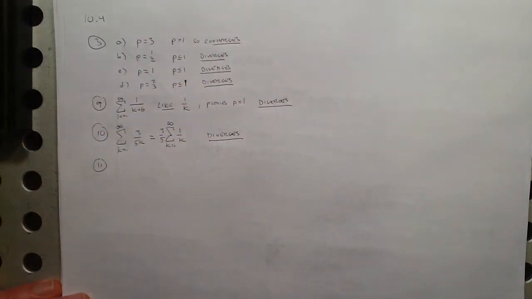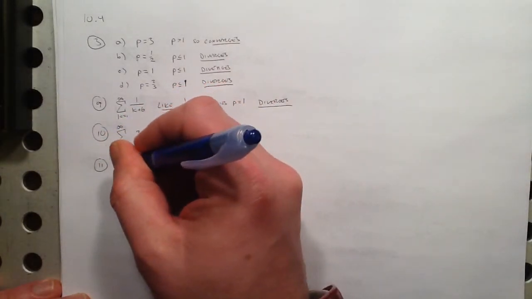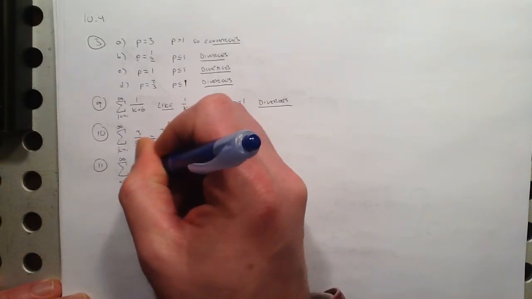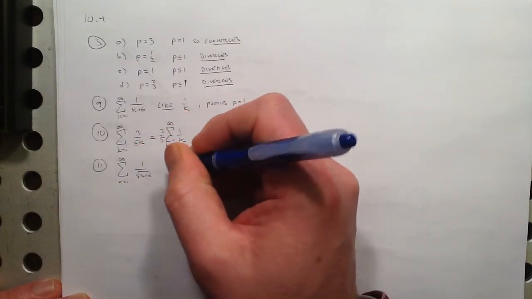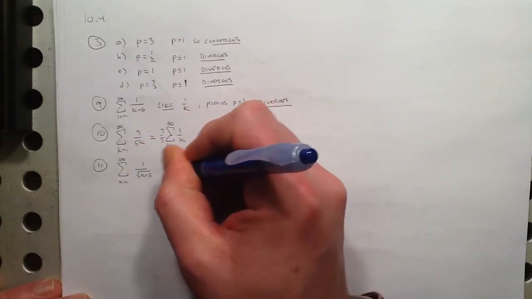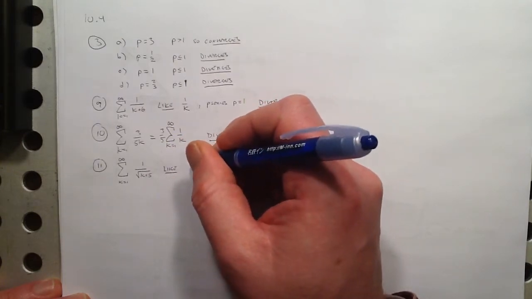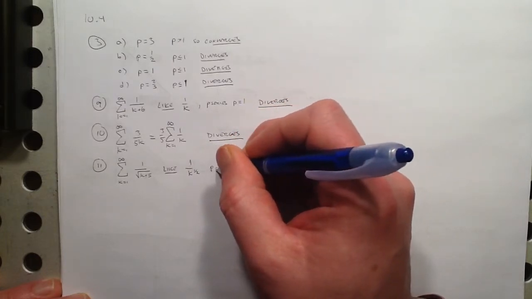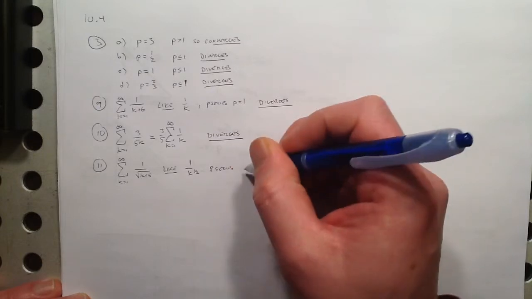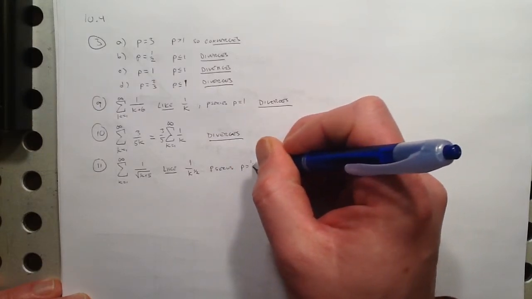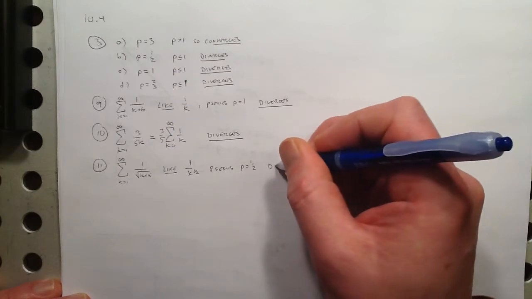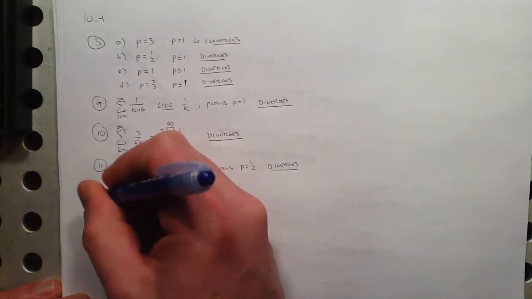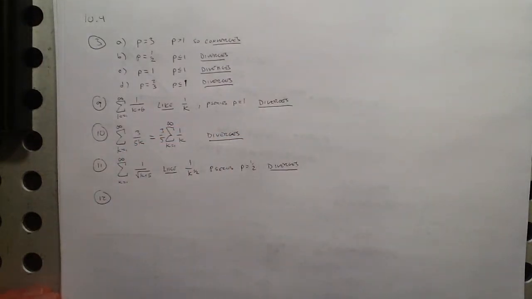Number 11, we have the series k equals 1 to infinity of 1 over the square root of k plus 5. And that is, by limit comparison, like the series 1 over k to the 1/2. And so that's like a p-series where p is 1/2, and that's less than or equal to 1, so that diverges. A lot of divergence going on here.